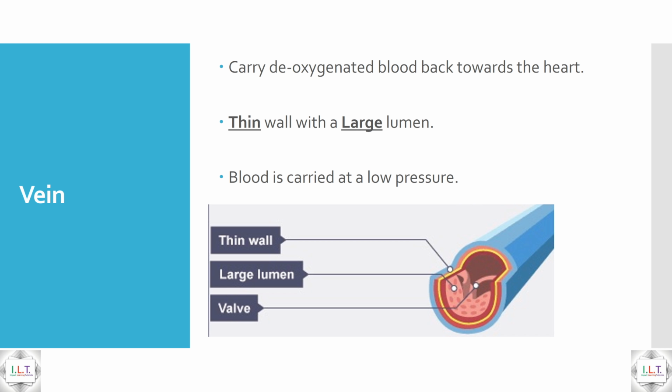The second type of vessel we need to know is a vein, and these carry deoxygenated blood back towards the heart. They have a thin wall with a large lumen because blood is carried at a low pressure. So again, there's a small diagram here which labels the different parts of a vein, with the thin wall, large lumen, and also a valve to stop the blood flowing back from where it's just came from.